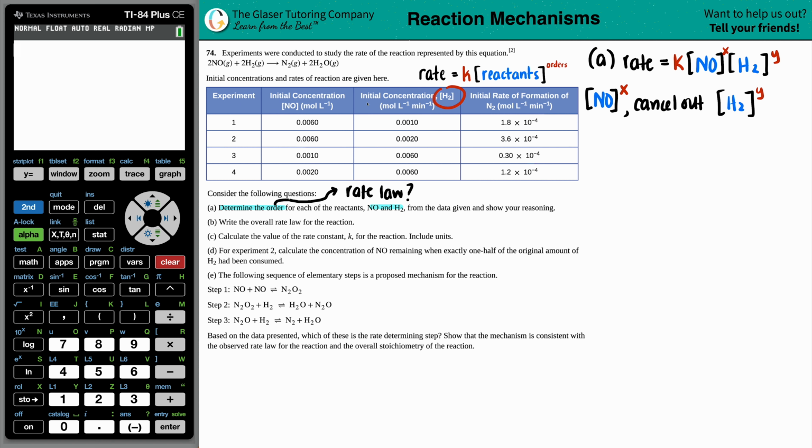So here's the column that has H2 in it. I got 4 trials to pick from. I like to call them trials. They're called experiments here. It doesn't really matter. But can you pick the two trials in which H2 is the same?